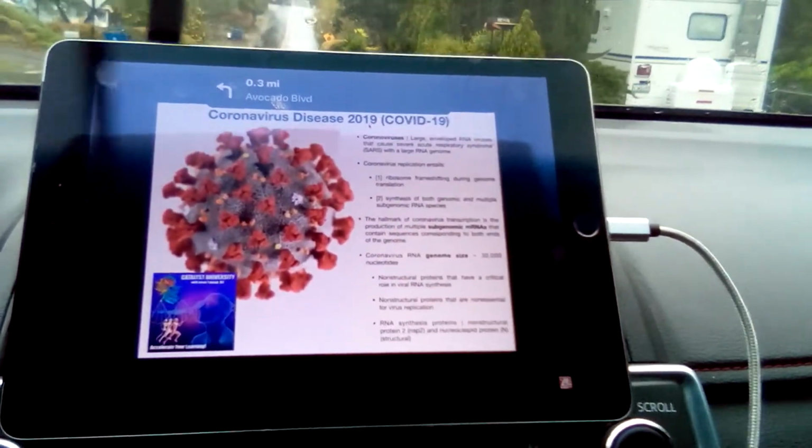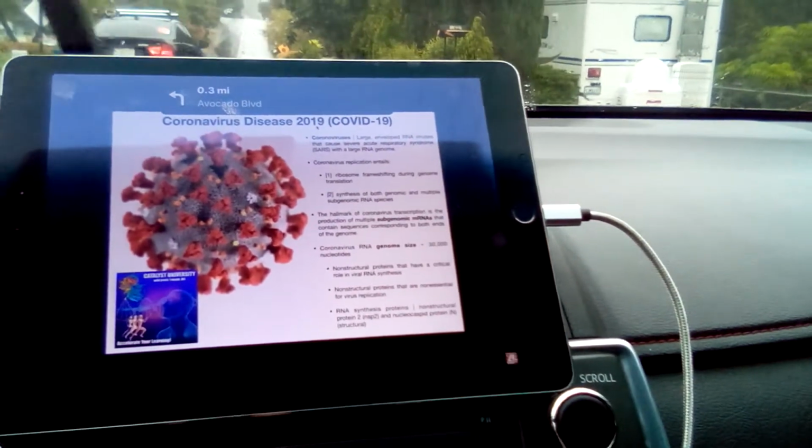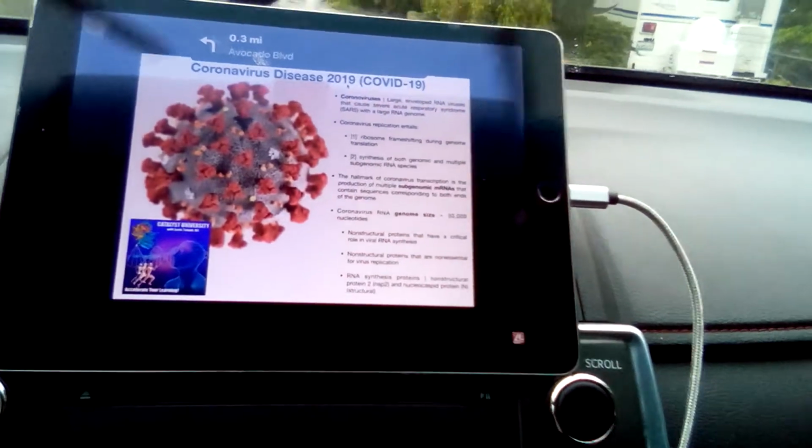Just doing a little Uber Eats, and I'm looking at the coronavirus COVID-19 replication cycle. A little research over here. Trying to get my college fund together.